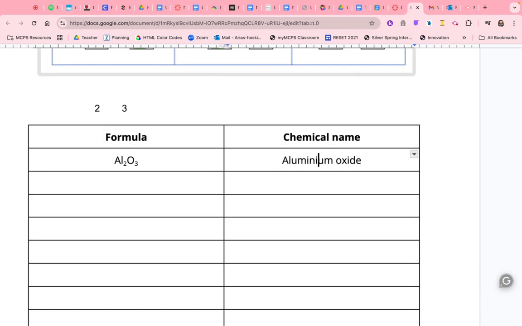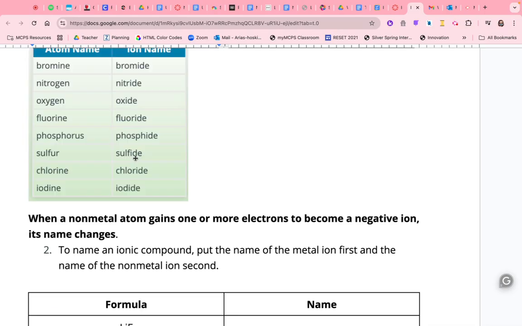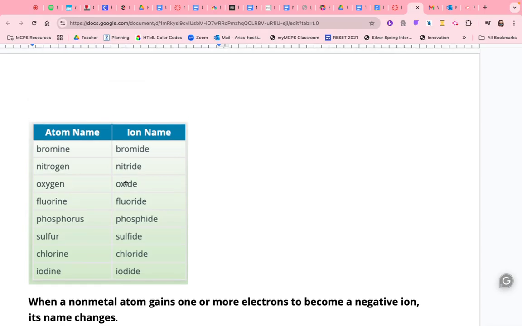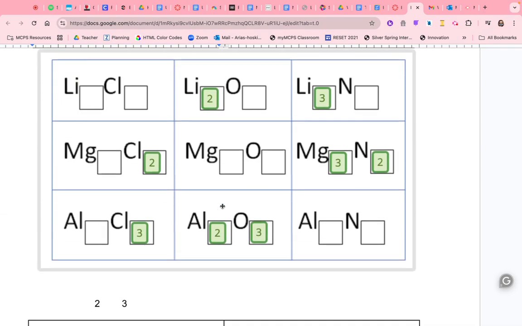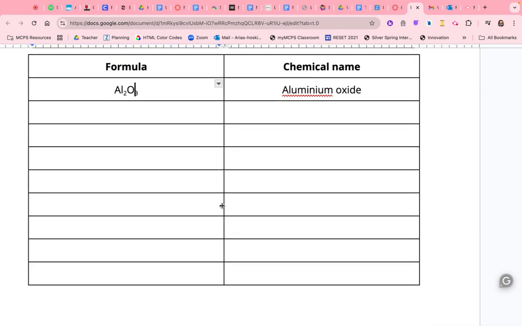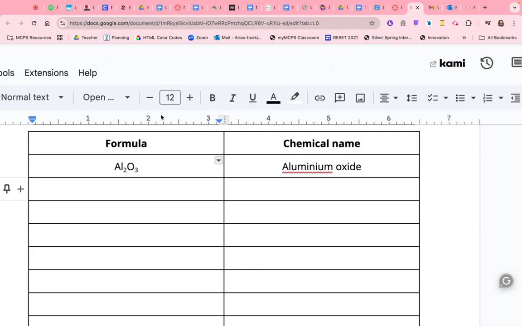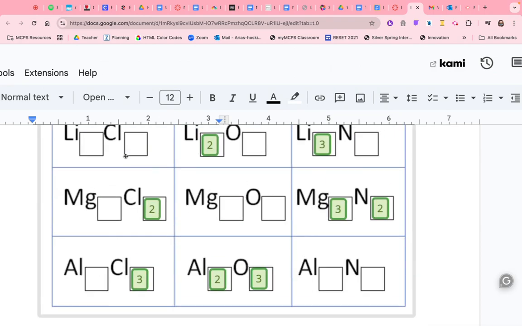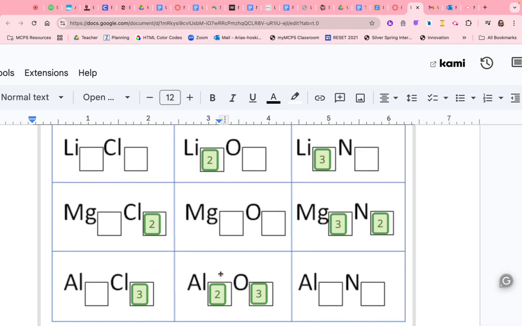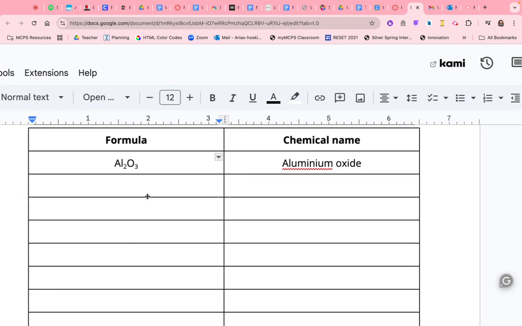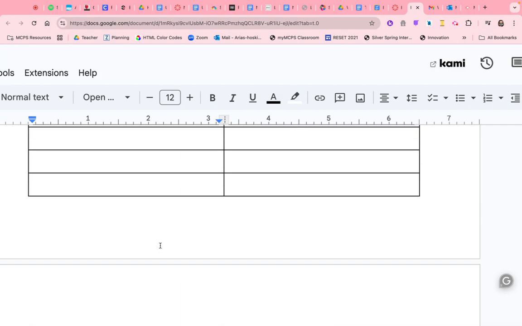And I put here aluminium oxide, which is oxygen. Again, you're going to use this table right here. Don't forget that oxygen is the same thing as oxide. Remember that you just have to change the last letters to IDE. And then you're done for this part. You're going to do it for each one of them coming from this table. So I did 1 for you, and you need to do 8 more. That's why you have 8 blank spaces.